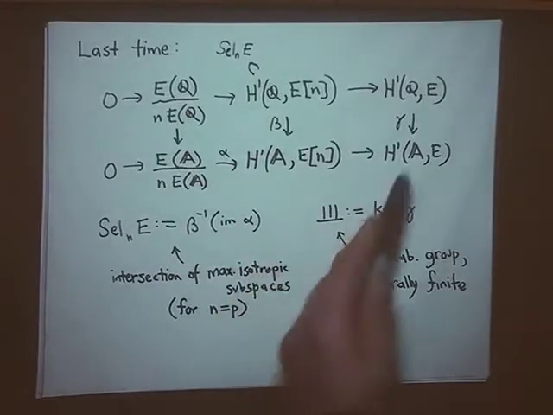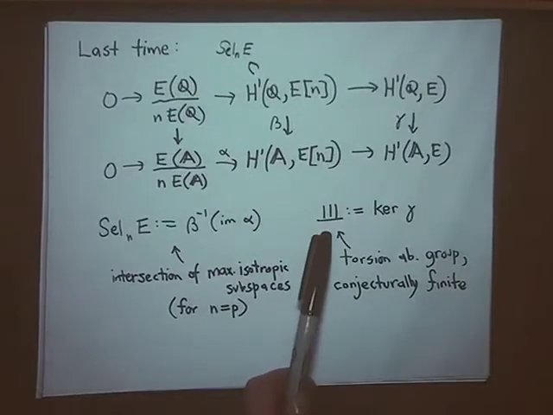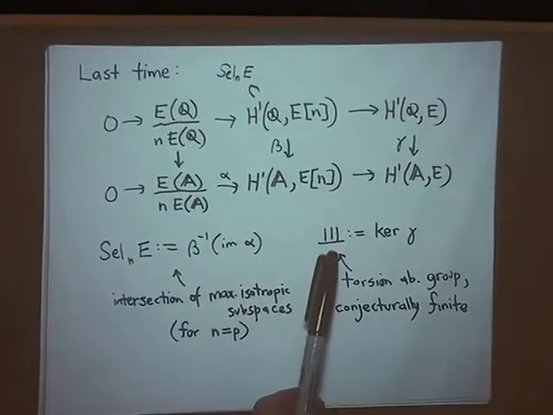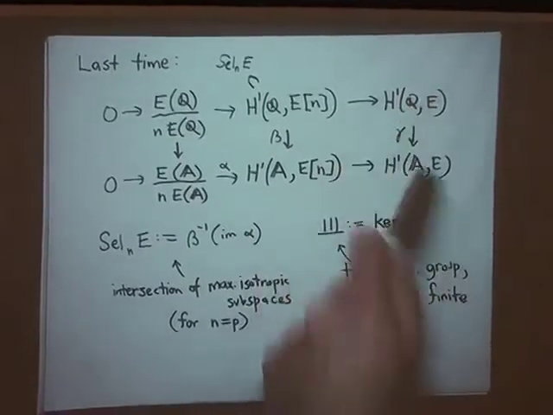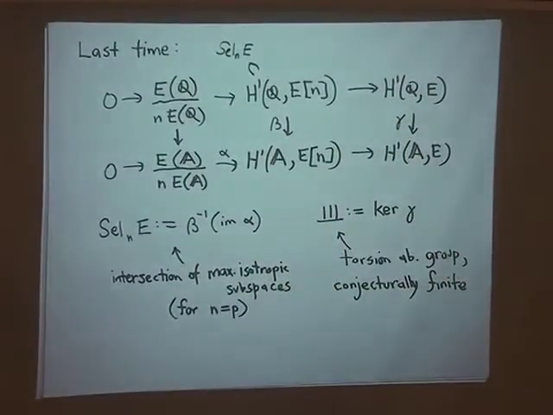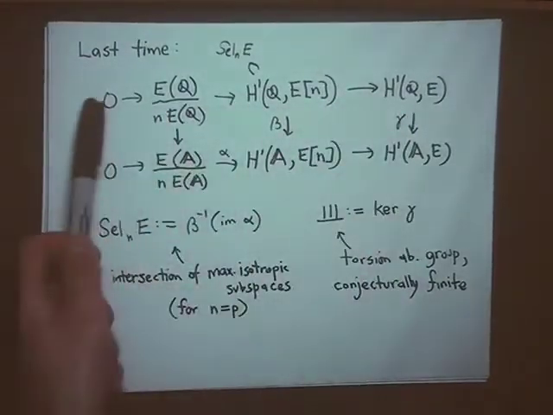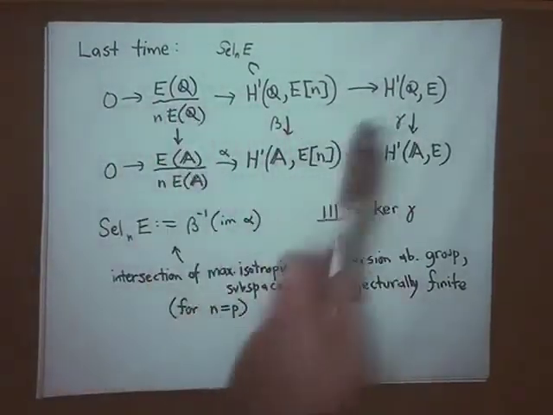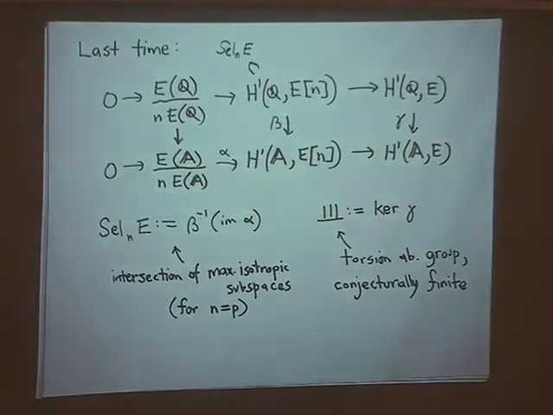And there's also another group that's associated to the elliptic curve, the Tate-Shafarevich group, written Sha, and that's the kernel of this vertical map here. And actually, you could even make the two rows short exact if you replace these groups by their n torsion subgroups. That also follows from the long exact sequence.